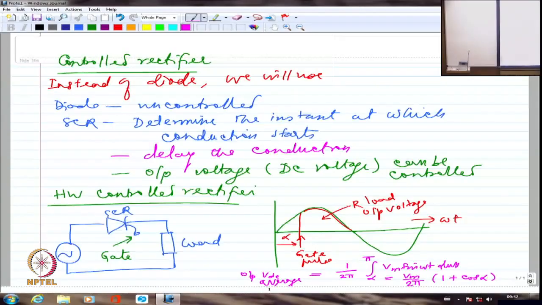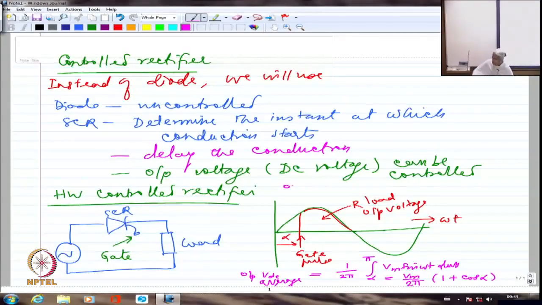So I am going to have a variable voltage. This is what I was trying to get at, because repeatedly there were questions as to why we are having a thyristor. Why should we have a thyristor at all? Or why should we delay the firing? We are delaying the firing essentially to get a variation in the output voltage, right?